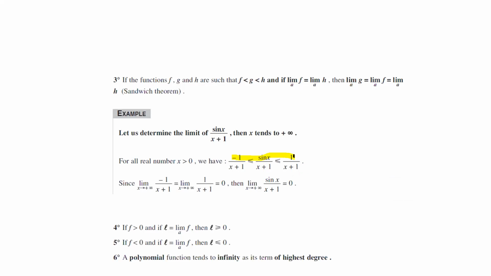If sin x is between minus 1 and 1, this is the numerator. Now, if we divide each side by x plus 1, we divide the three sides. We can divide by the same positive number. We divide the first one by x plus 1, the second by x plus 1, and the third by x plus 1. This is why we get this relation: sin x over x plus 1 is between minus 1 over x plus 1 and 1 over x plus 1.